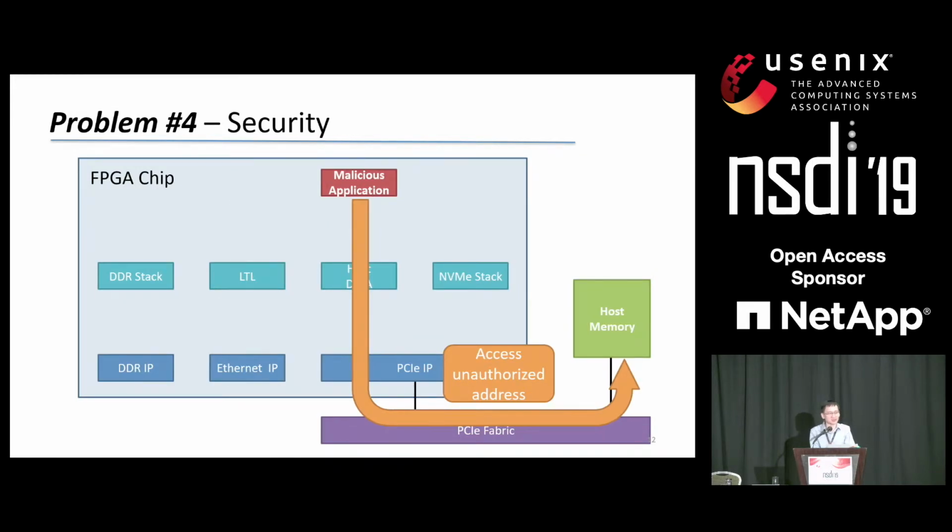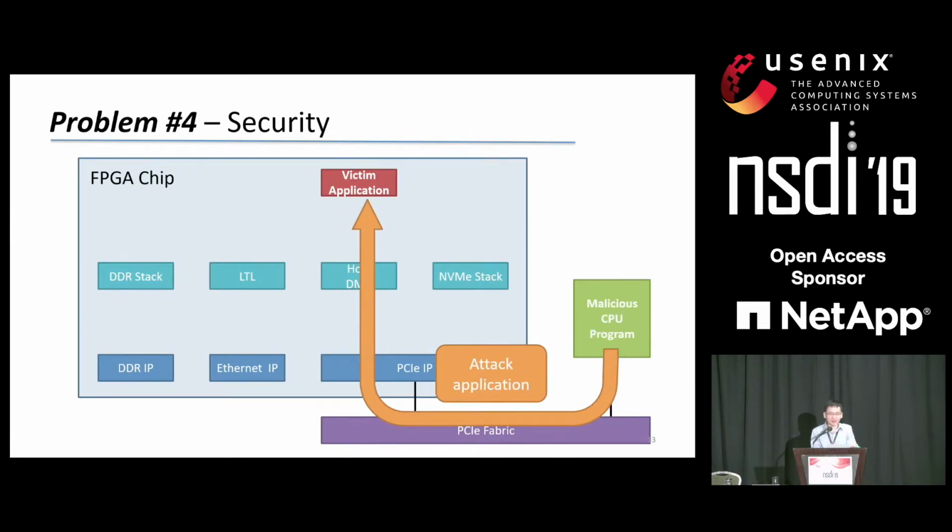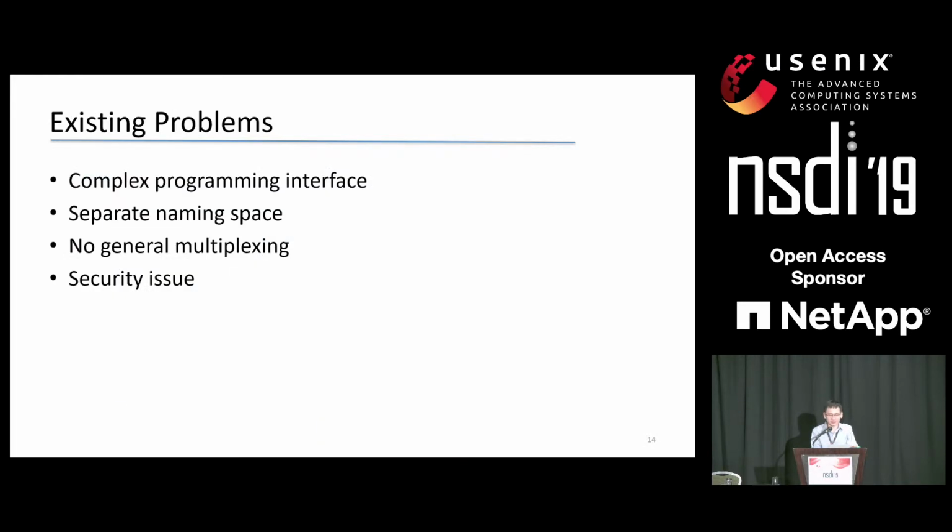Another problem is about security. Since FPGAs are attached to the server by PCIe bus, FPGA applications can easily access CPU, main memory, and other devices through the DMA stack, which makes it free to control the server. On the other hand, attackers from the outside can easily attack an FPGA application by injecting malicious messages. Here we conclude the existing problems as complex programming interface, separate naming space, no general multiplexing, and a security issue.